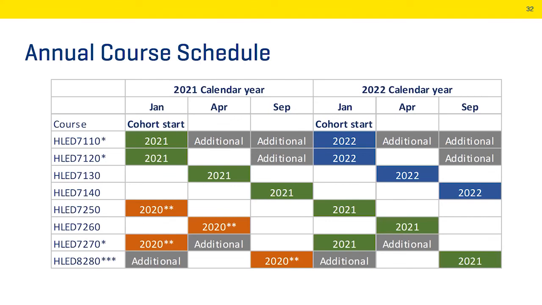So this is the annual schedule of course offerings, and this is a slide maybe to take a bit of a pause and address. We have 8 courses in the program, and we don't offer all 8 courses all the time. We offer them in a really tailored, specific way. So, for example, if we look at the 2021 calendar year, which is this year, we have 7110 and 7120 offered in January. And if you start this cohort in April, you would do 7130. In September, you would do 7140. And then in next January, you would do 7250 and 7270. And then April, you would do 7260, and then the final project, 8280 in September. So that would fit within a 2-year period.